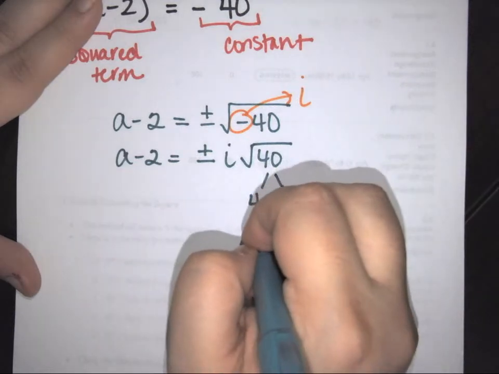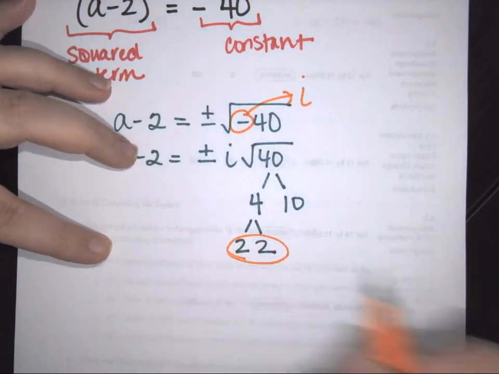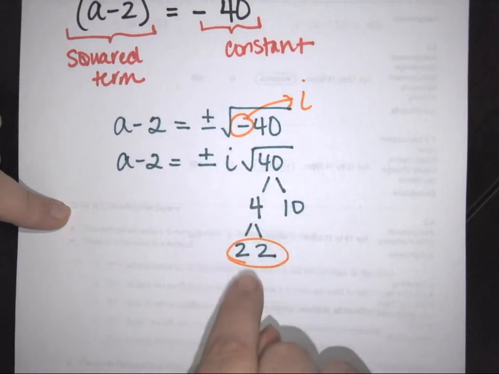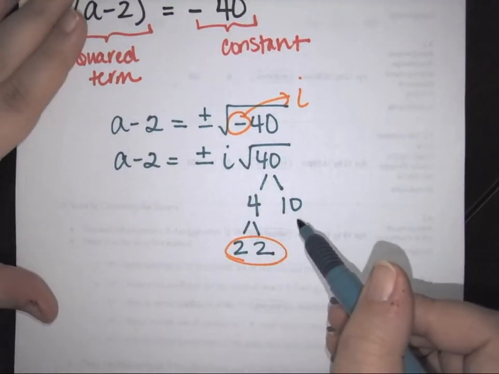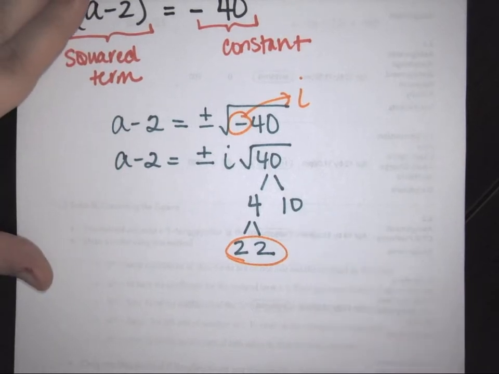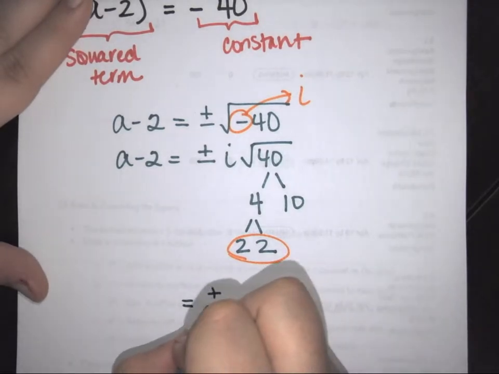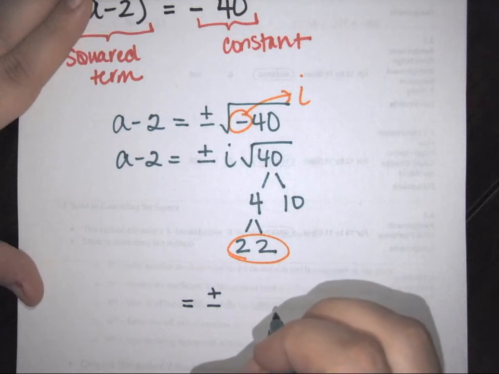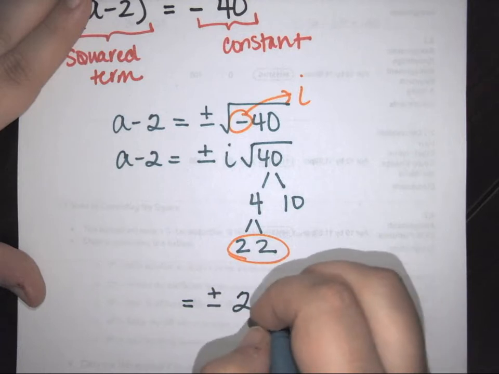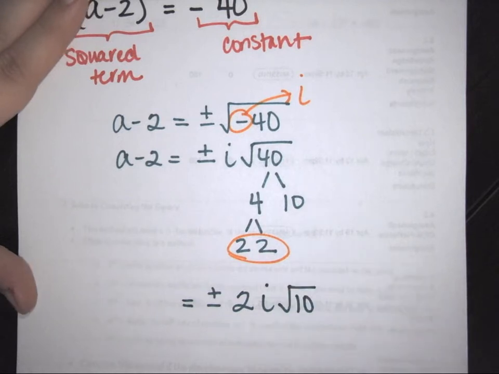I know 4 can reduce to 2 and 2, which gives me a group of 2 that I can pull out. Since I'm dealing with an index of 2, since there's nothing written there, I need a group of 2. The only thing 10 reduces down to is 2 and 5, which is not going to help me any, so I can leave it as 10. This means I actually have plus or minus 2i square root of 10.